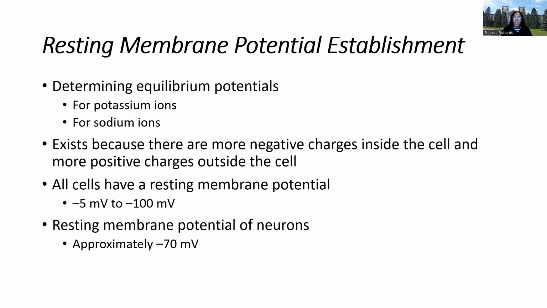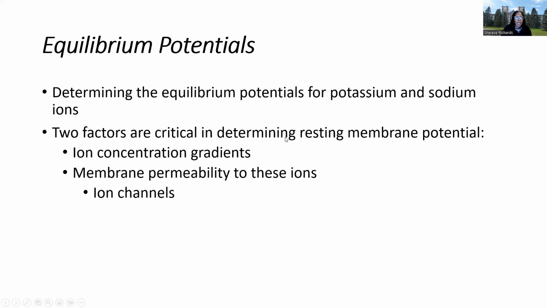But when we think about our neuron, and the neuron is the main cell that we're going to focus on, it has a resting membrane potential of approximately -70 millivolts. Okay, we'll talk about cardiac muscle cells, which are about -90 millivolts later on as well. And so if we want to think about determining the equilibrium potential for each of these ions, we're going to have to look at the two factors that will help us determine the resting membrane potential.